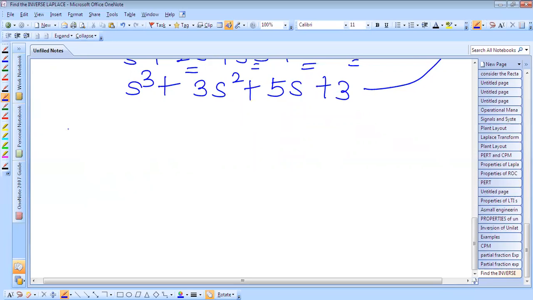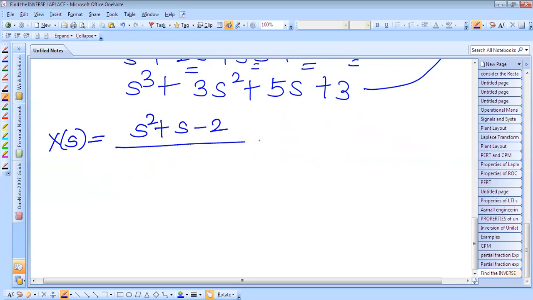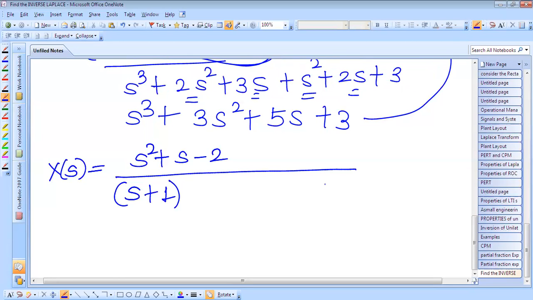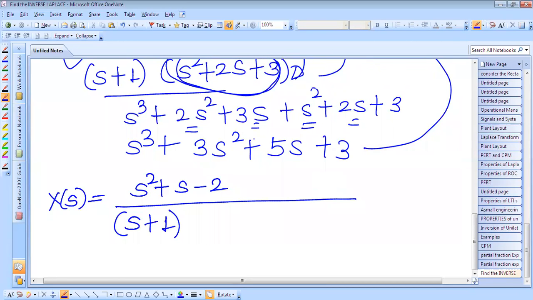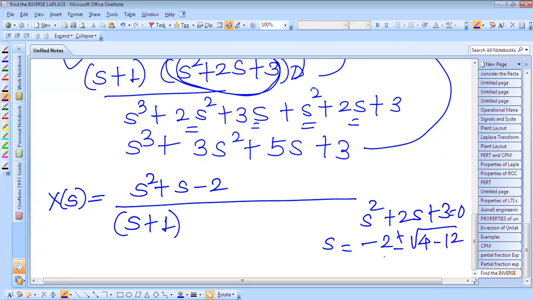So we can write here X(s) is equal to (s² + s − 2) over (s + 1), and instead of this factor s² + 2s + 3, this is a quadratic equation. We can find the roots of this using (−b ± √(b² − 4ac)) divided by 2a.